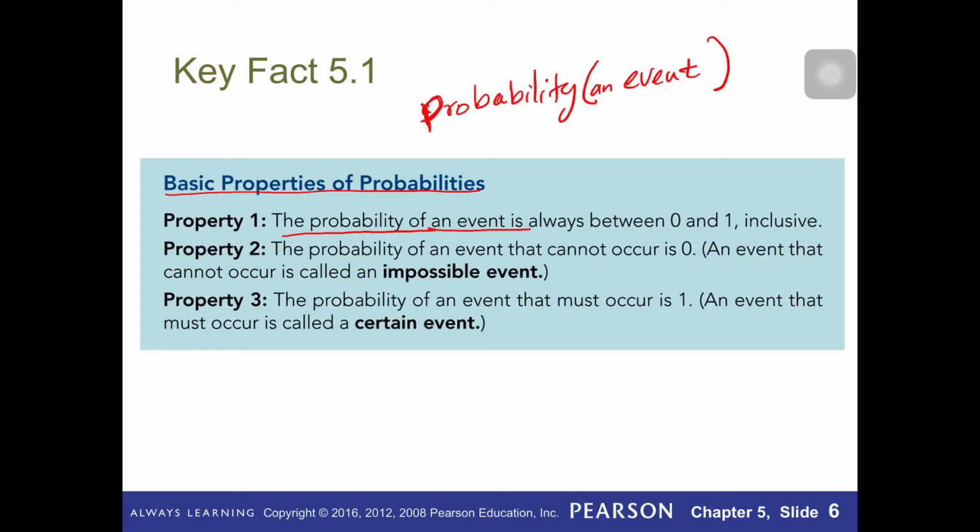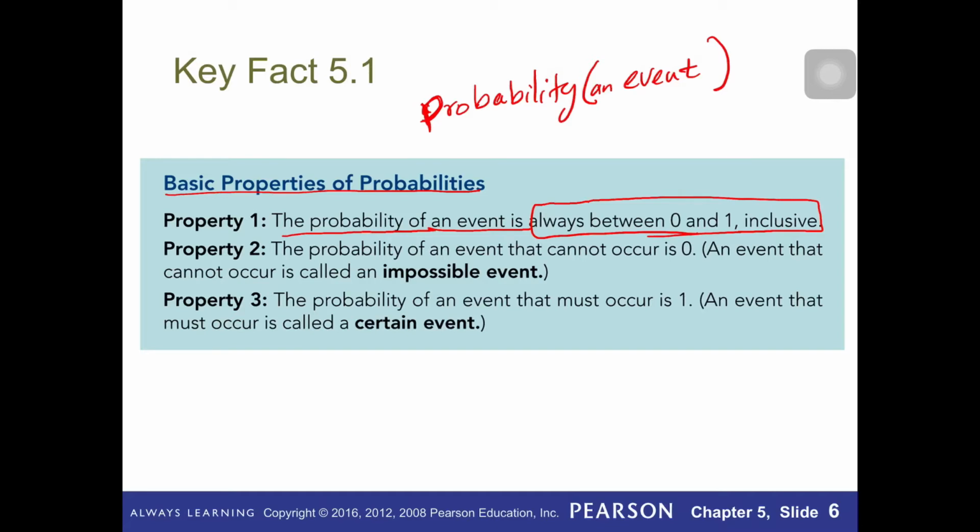The probability of an event is always between 0 and 1 inclusive. Always between 0 and 1, including 0 and 1. So probability values are definitely within the 0 to 1 range. There are no probability values like negative 1.1 or 1.523. Definitely probability values are between 0 and 1, including 0 and 1.